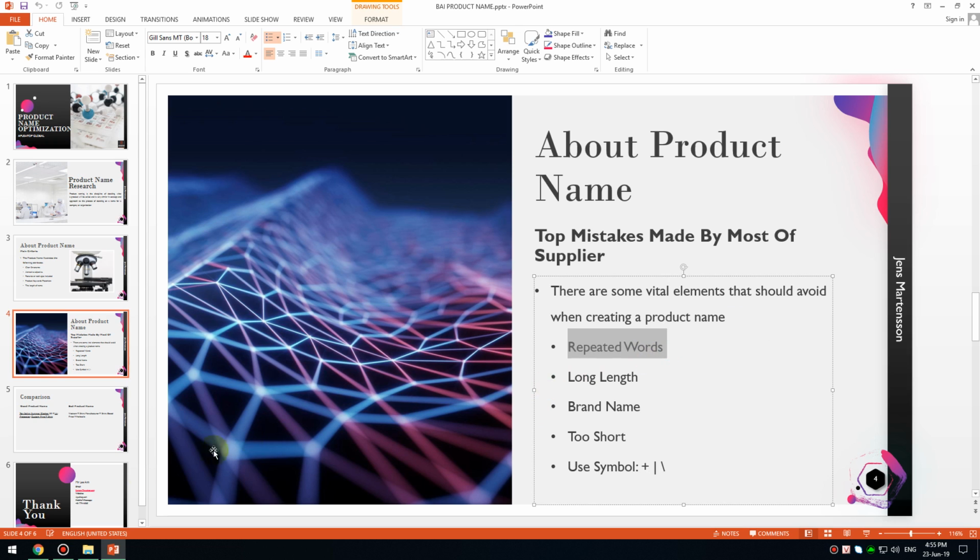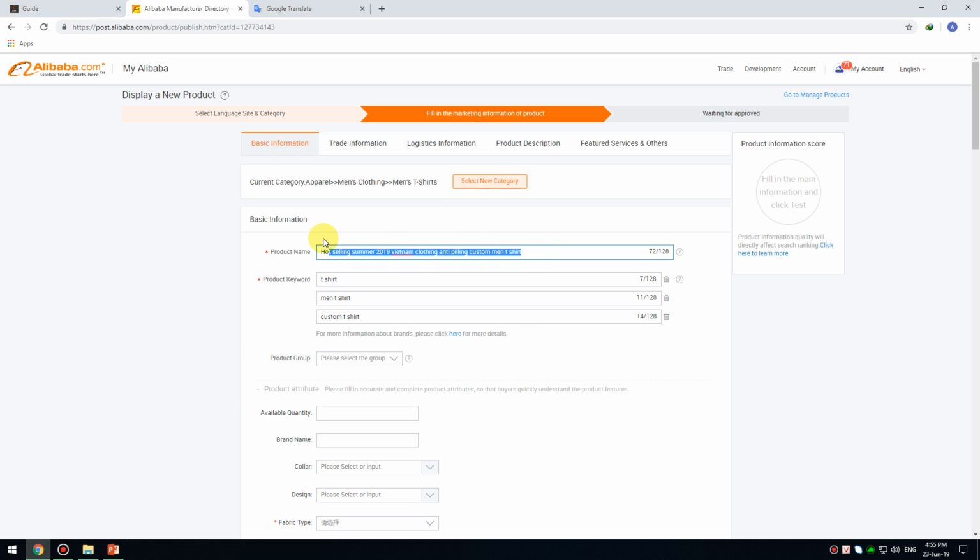So first one, repeated words. What does it mean? For example, this is a good product name, as you can see. If I add other keywords like men t-shirt and Vietnam t-shirt, as you can see, the keyword t-shirt in this product name is repeated 3 times. This one is 1, this one is 2, and this one is 3. So it is not good for the product ranking. It will absolutely reduce the level of your display. That is the reason why you should not repeat the keywords in the product name.